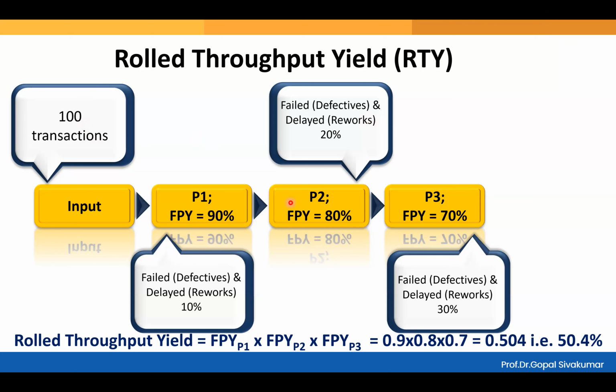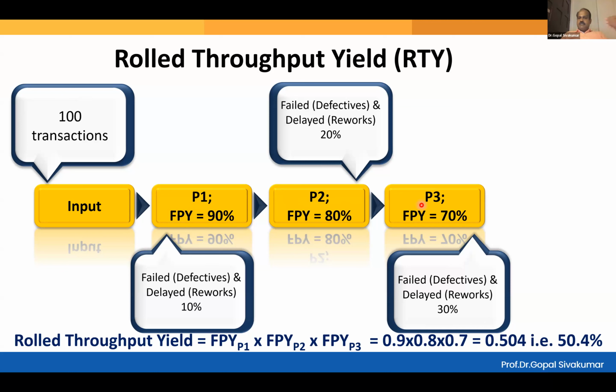Clear, all of you? Yes. So now the 90 units go through P2. What is the yield at P2? 80%. Can you tell me 80% of 90? What is 80% of 90? 72. That 72 becomes input to the third process.